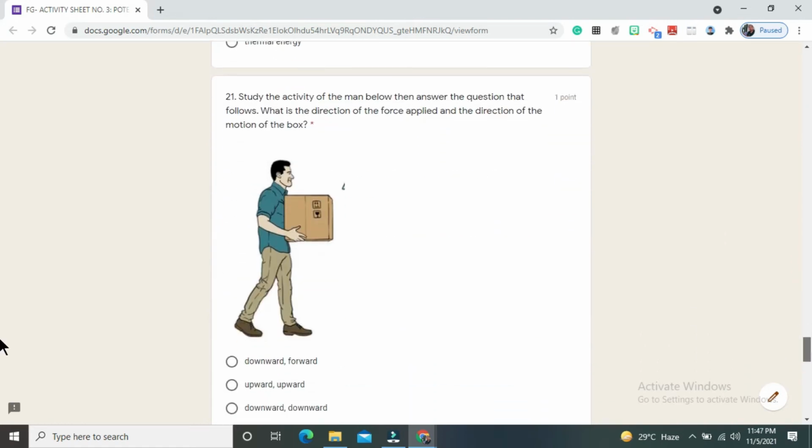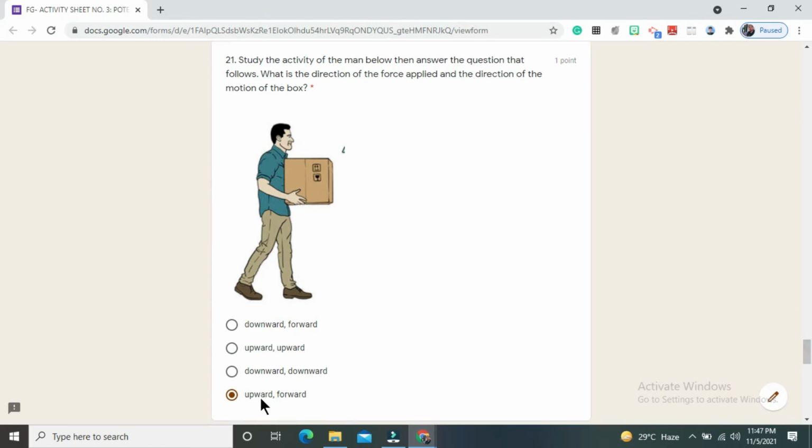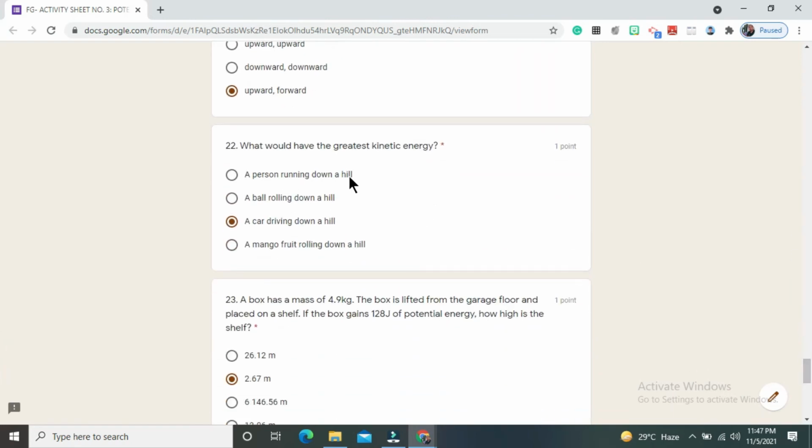Question number 21. Study the activity of the man below, then answer the question that follows. What is the direction of the force applied and the direction of the motion of the box? The correct answer is upward and forward. Question number 22. What would have the greatest kinetic energy? The correct answer is a car driving down a hill.